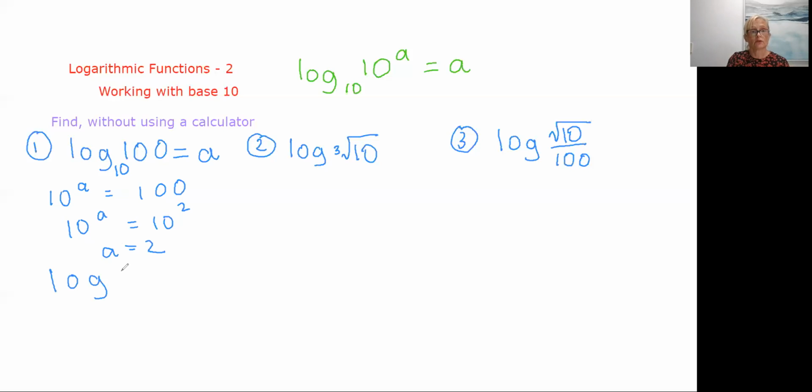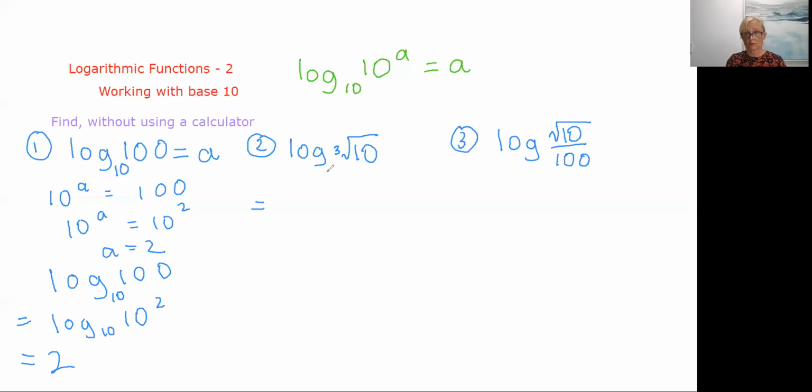So log of 100, it's perfectly okay to write the 10 there just to remind you. We're going to change our 100 to base 10. And then what we're really saying to ourselves is, what do we raise 10 to give us 10 squared? Well, clearly the answer is 2 because that's our index there. Let's do the next one.